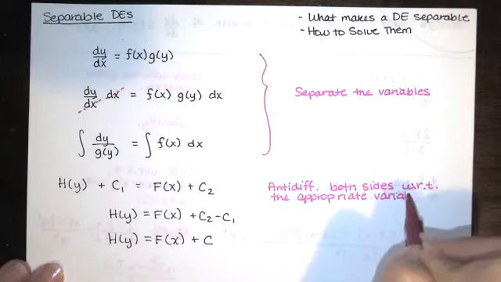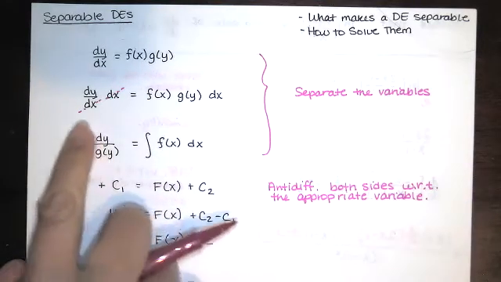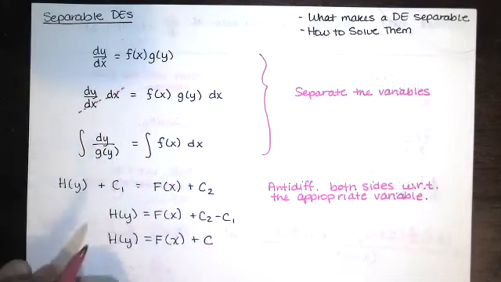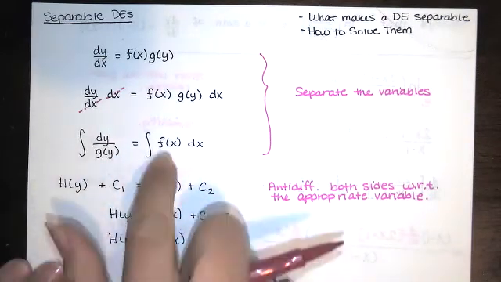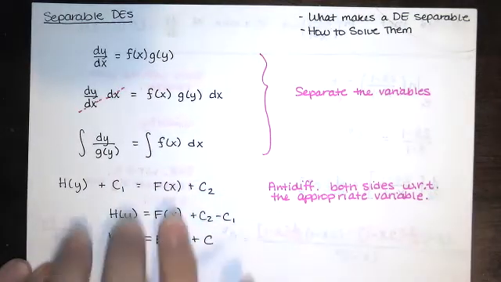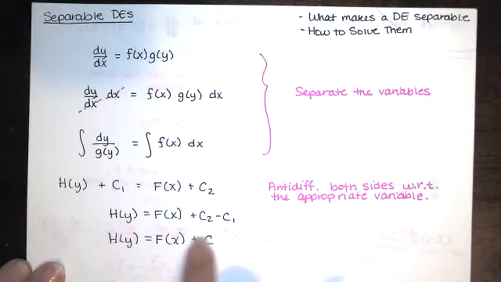Now there are some details about why that works the way it does. You can actually think of this as a U-substitution where U is equal to Y of X. You're actually anti-differentiating both sides with respect to X. But in practice, all you do is just take the antiderivative with respect to Y and the antiderivative with respect to X, and then you're done. So you do that, and then when you're finished, you've got an implicit solution.